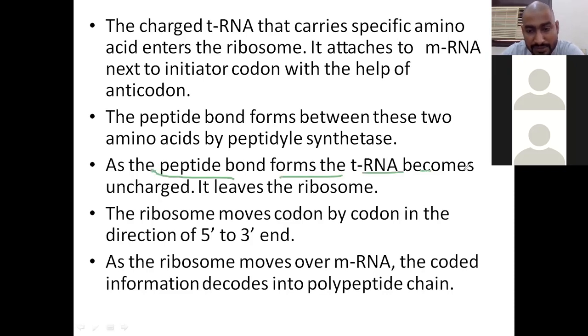As the ribosome moves over the mRNA, the coded information is decoded into the polypeptide chain. Ultimately, at the termination step, you will get the protein. You will get the protein molecules.